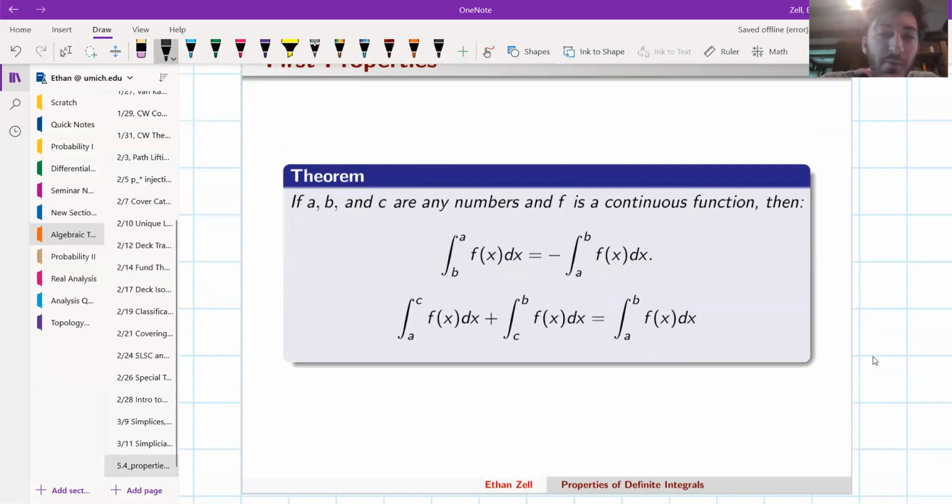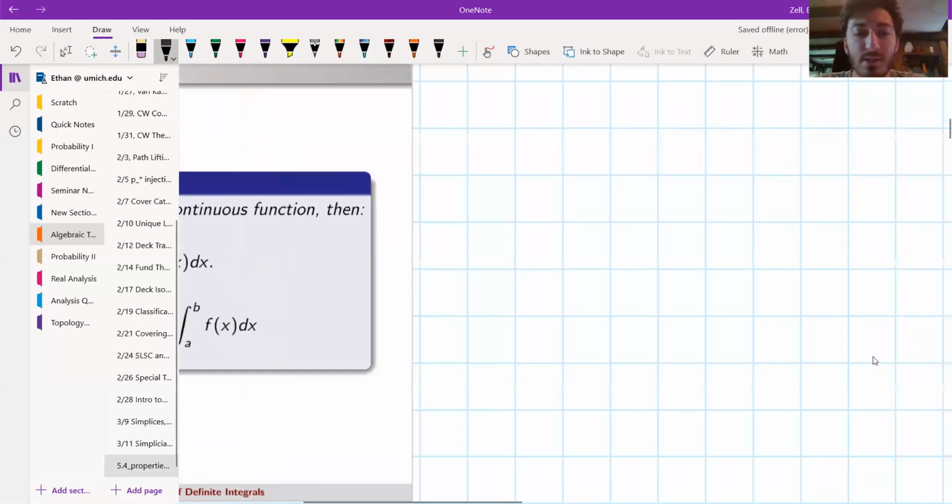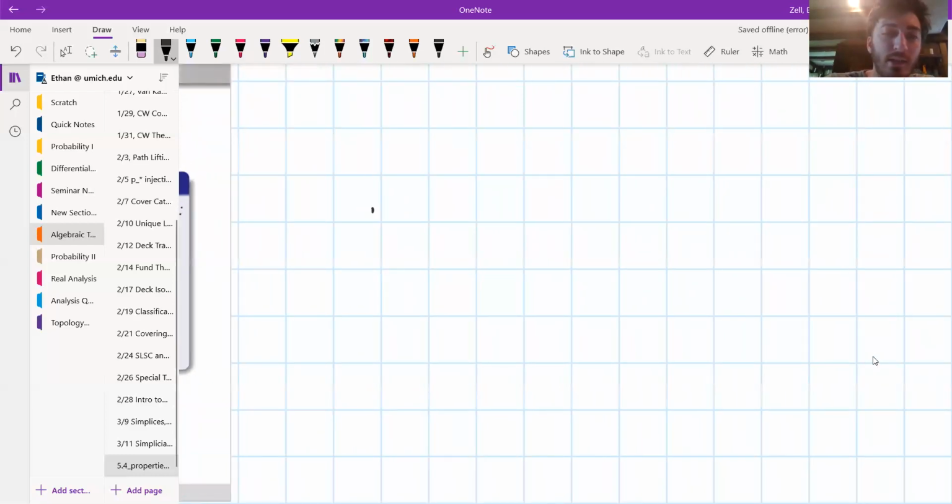So I said the first property here was not going to be tested, but the second property here most certainly will be tested. So let's take a look, we'll go to the side here and see what exactly the intuition behind this property is.